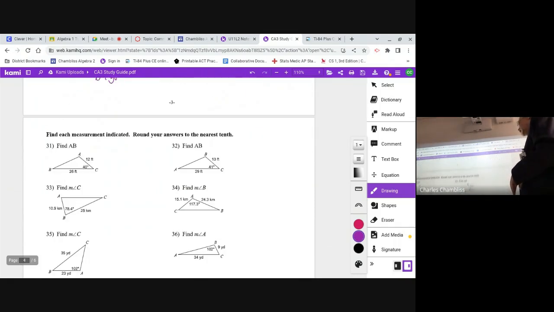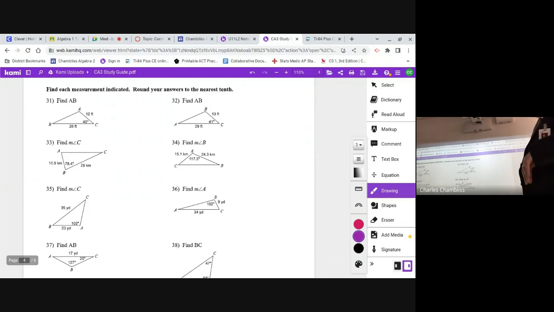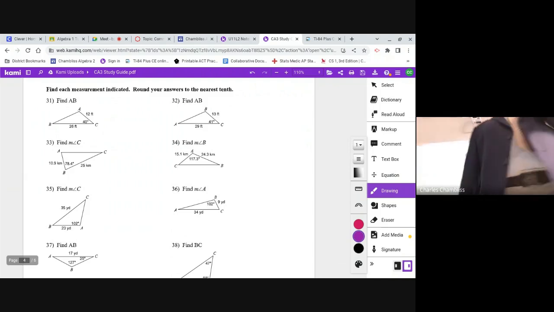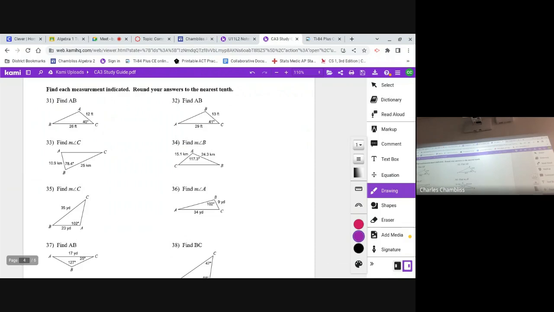All right, what do we do here? Finding the measurement indicated, whether it's an angle or a segment. Let's see, 31, 32, 33, 34. All right, 31 through 34, it's law of cosines. The other ones there are going to be law of sines. Law of sines, you'll have an angle opposite a segment. That's how I can tell the first four are law of cosines, because I don't.